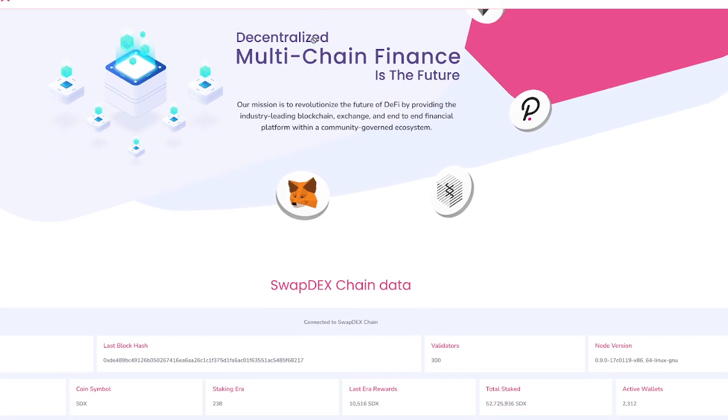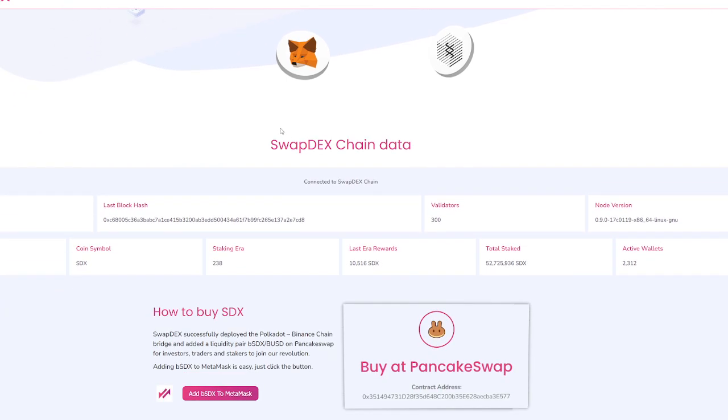We've actually seen a decentralized multi-chain finance is the future. Our mission is to revolutionize the future of DeFi by providing the industry-leading blockchain, exchange, and end-to-end financial platform within a community-governed ecosystem. So you can see all the different kind of data here with SwapDEX chain data being validator, staking era, the coin symbol, the coin decimals, all of that stuff that you would need in certain situations.